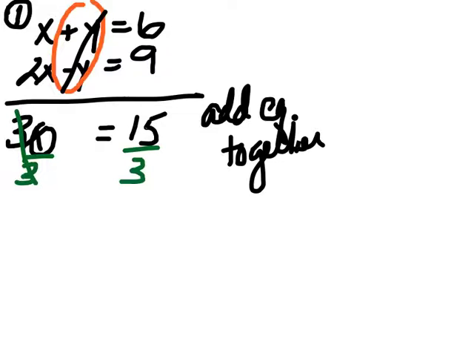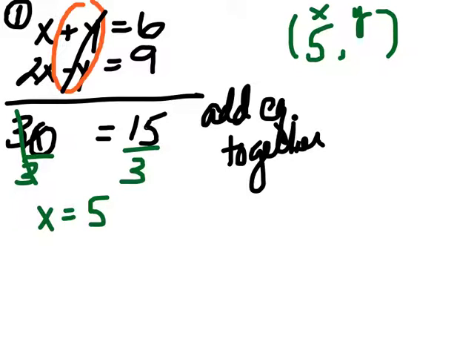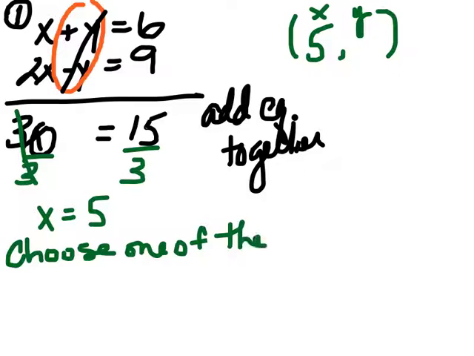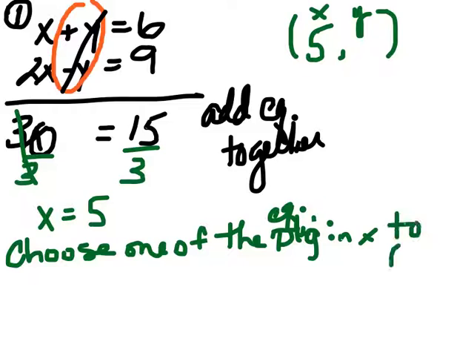The 3's cancel out on the left-hand side. x is 5. Oh, there's part of my answer. Now, remember, my answer is a point. We need the x, and we need the y. And the x is 5. And so let's go find the y. How will I find the y? Choose one of the equations and plug in x to find y.